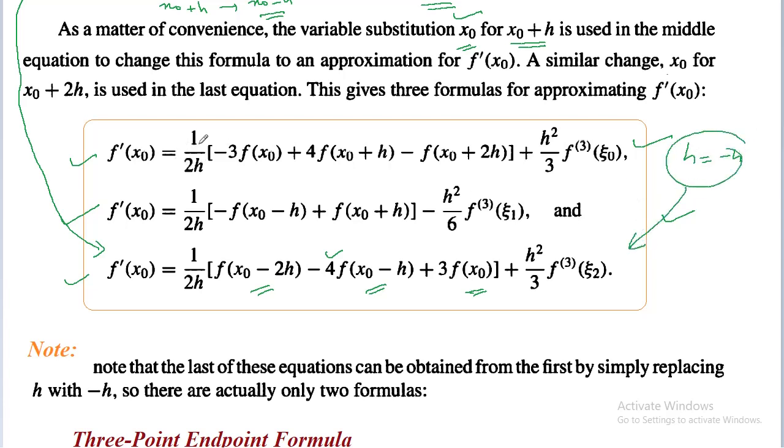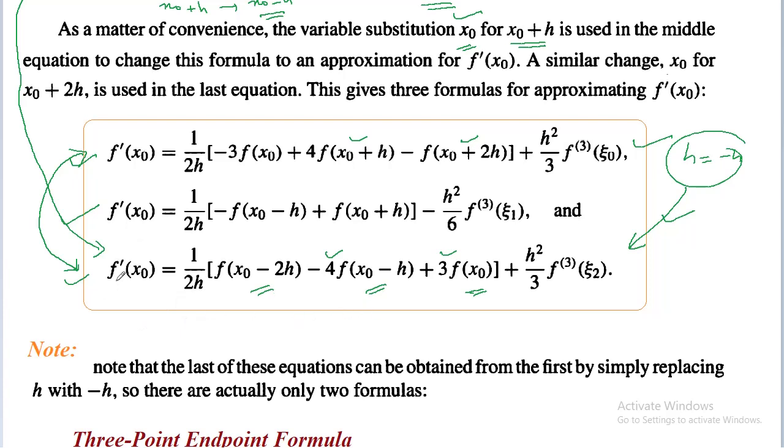That is, here we have minus 1 by 2h. When we replace h by minus h, we have minus 1 by 2h, and here is minus 3 f of x naught. This is f of x naught minus h, f of x naught minus 2h. But here, if you are taking negative outside, we get 1 by 2h into f of x naught minus 2h, f of x naught 4 into f of x naught minus h, plus 3 into f of x naught. And we are replacing this h by minus h, we will get h square by 3 f3 of zeta 2. So these two equations or formulas are same actually.